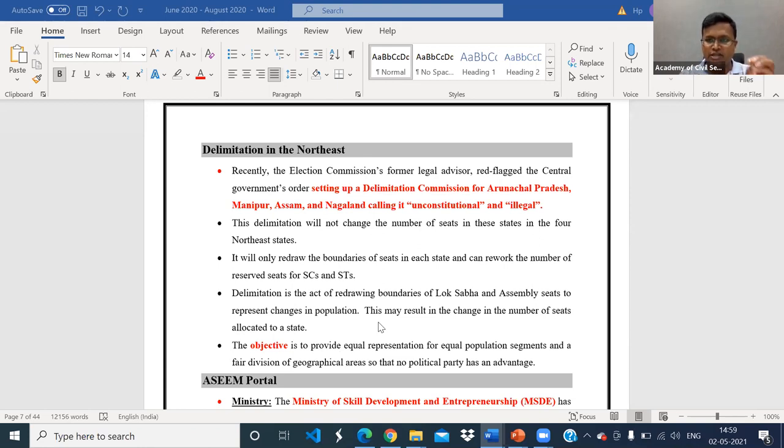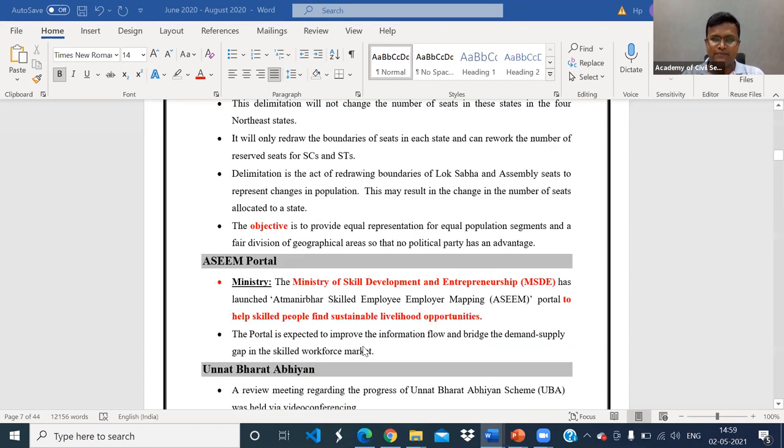Recently, a delimitation commission was established for the northeastern states of India. When the delimitation was done for all other states, the northeastern states were put on pending because of the issue of illegal migrants in the state and the updation of NRC in the state of Assam.